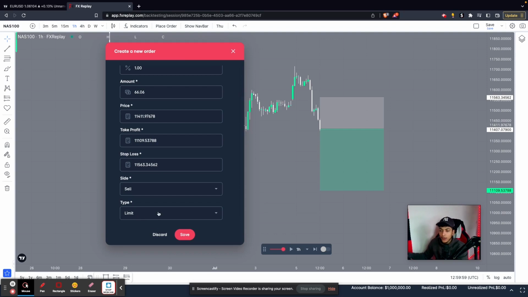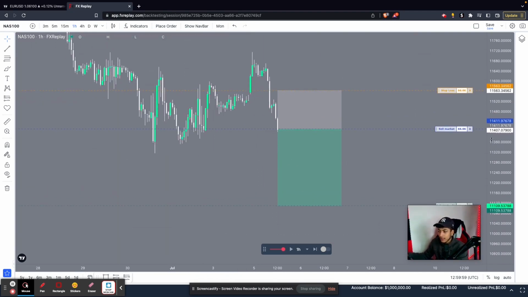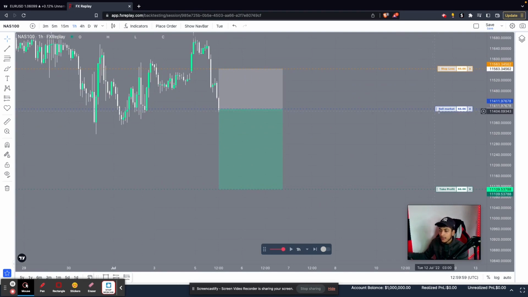Now coming here to the bottom, by default it goes to limit order. I don't trade limits, I go market execution. So I always make sure to switch that. Go ahead and click save. You can see right here, we're actually in the position. It has the sell order here, my stop here, my TP.